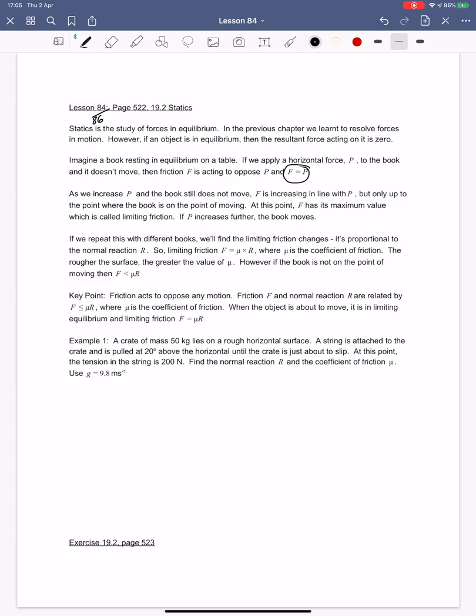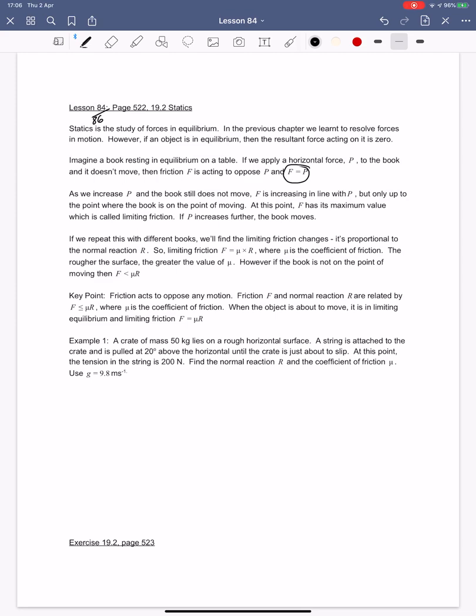As we increase P, which can be a push or a pull, and the book still does not move, the friction F increases in line with P, but only up to the point where the book is on the point of moving. At this point, F has its maximum value, which is called limiting friction. So basically, there's so much friction that you've got to overcome before the book starts moving. If P increases further, the book moves.